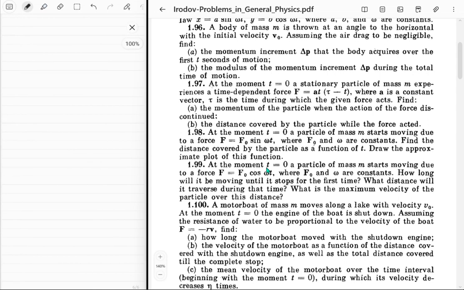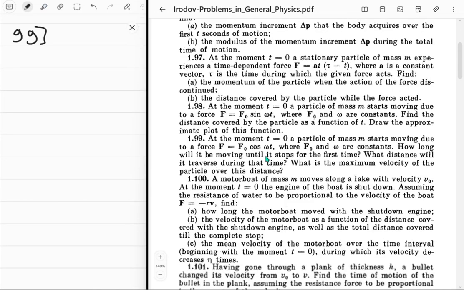99. At the moment t is equal to 0 the particle is at first. Okay, similar kind of question. How long will it keep moving? Will it be moving until it stops for the first time? What distance will it traverse during that time? What is the maximum velocity of the particle over the distance?